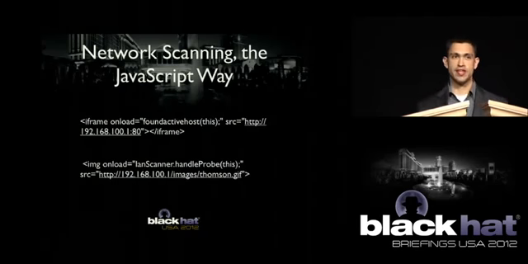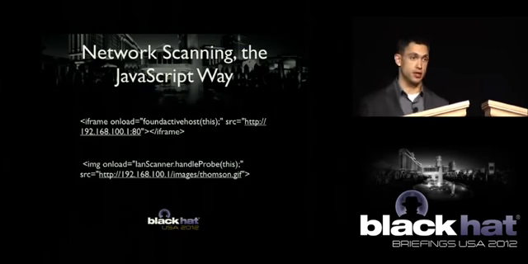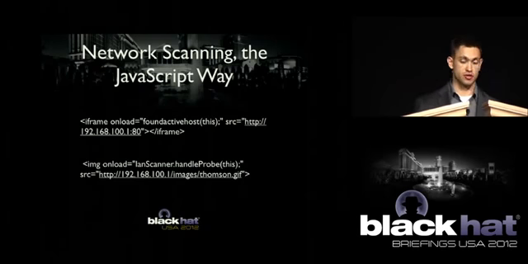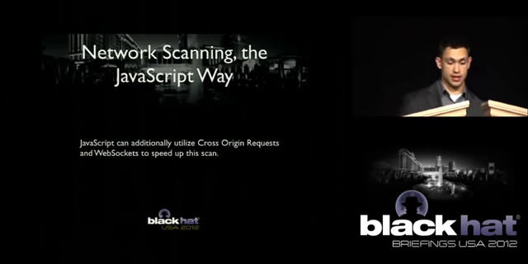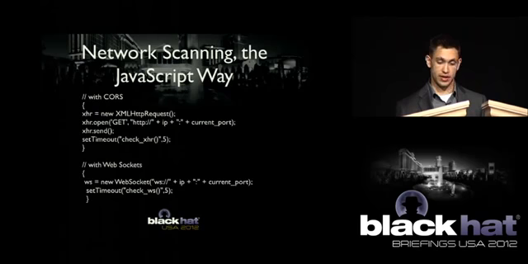So how would you detect what's there? One way of doing it is with iframes and image tags. You can use JavaScript onload and onerror events, and that's how you can determine whether the image was there or not, or whether the request was responded to. You can also take advantage of HTML5 features. We'll get into more of that later, but cross-origin requests and WebSockets can really speed things up. And here's an example of what that code looks like.